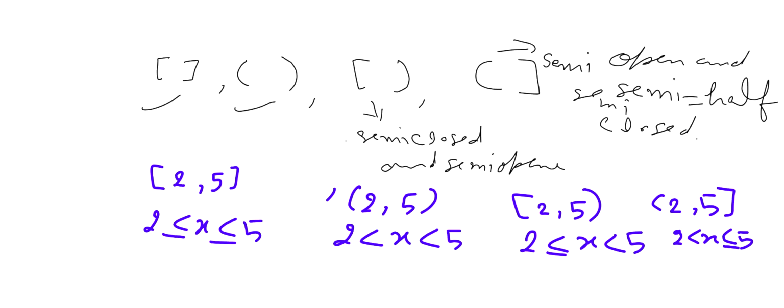Now coming to the graph for this: how to draw on a number line. Graph means drawing on a number line. Now we are going to draw a number line. Suppose this is a line.